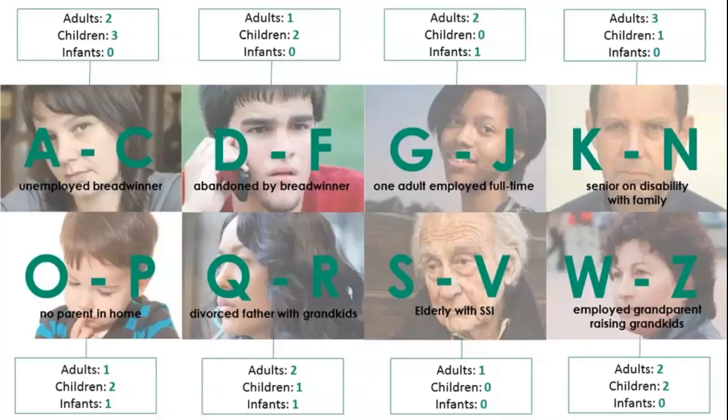The O and P families, this is no parent in the home. The Q and R families, this is a divorced father with grandkids. The S, T, U, and V families, these are all of our elderly single individuals that are living on SSI. And then finally, your W through Z families, they are employed grandparents that are raising their grandchildren. So again, there's 26 family profiles, but each one of the profiles fall into really 8 categories or 8 scenarios.